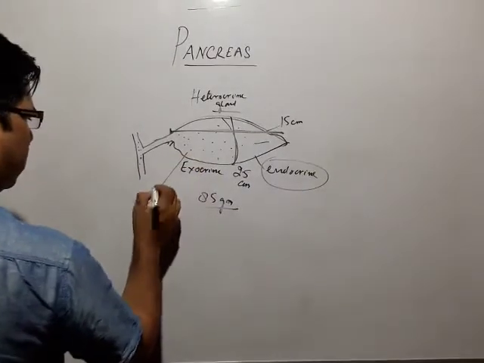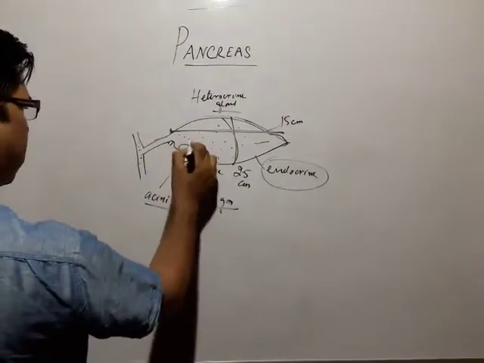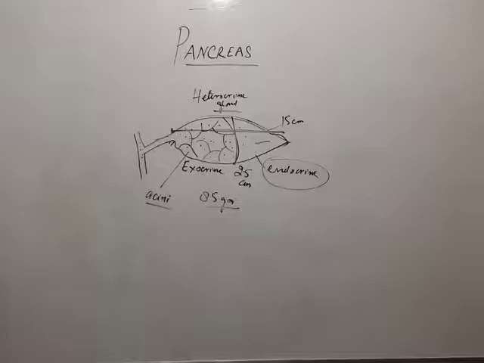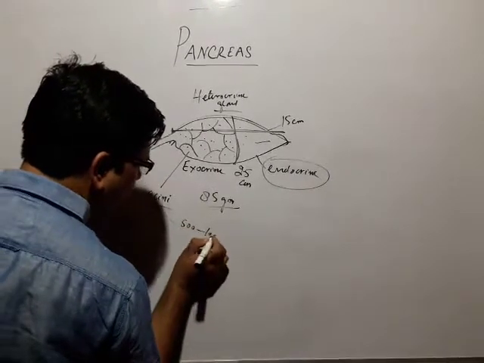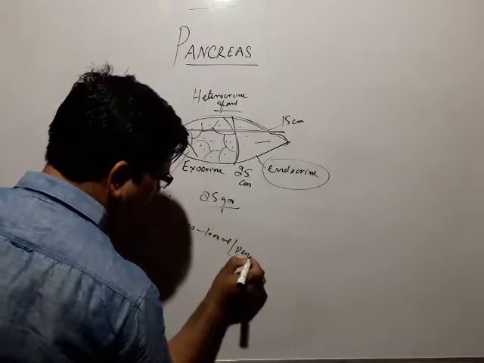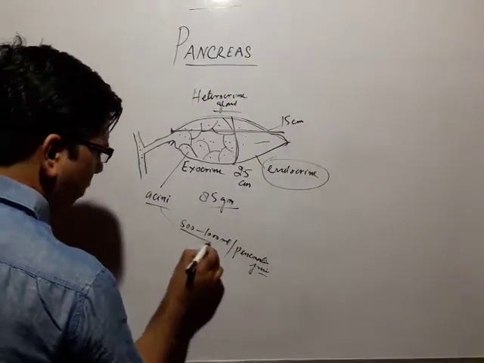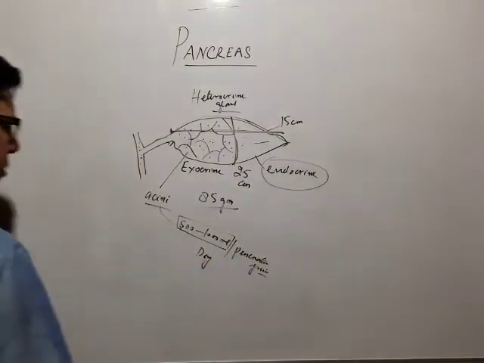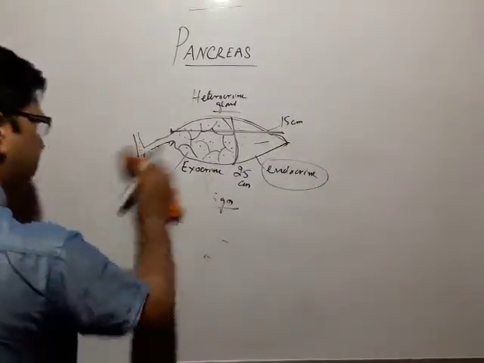The exocrine part is in the form of acini, where there are different acini like this. They secrete about 500 to 1000 ml of pancreatic juice per day, used for digestion. This is how it pours its secretions into the duodenum. Now, since we are dealing with the endocrine part, let's discuss only that.